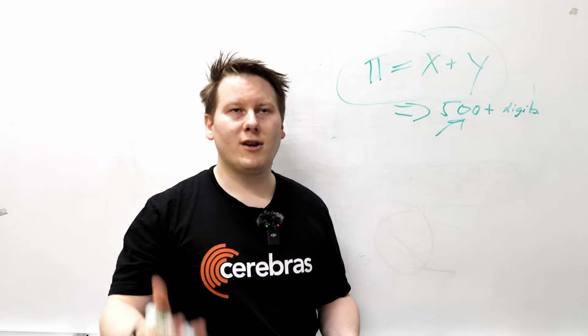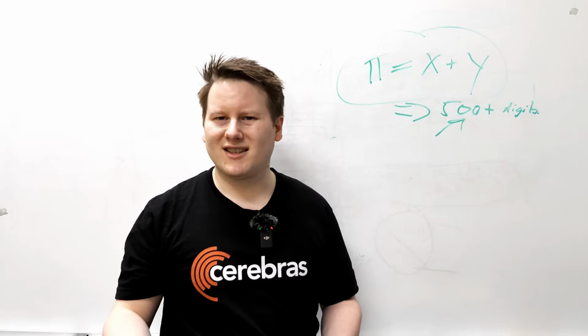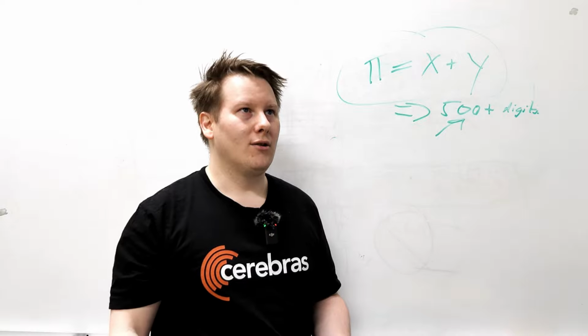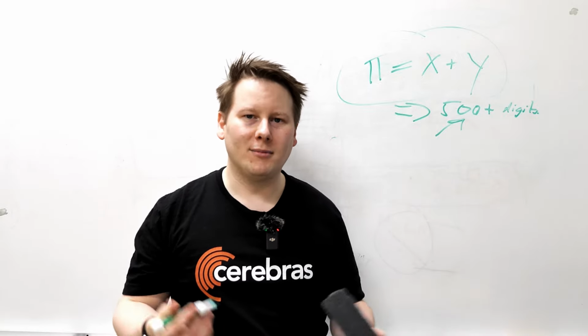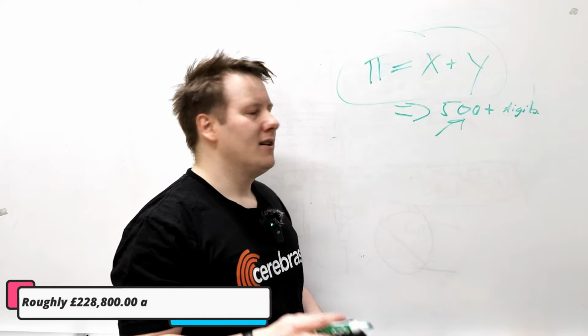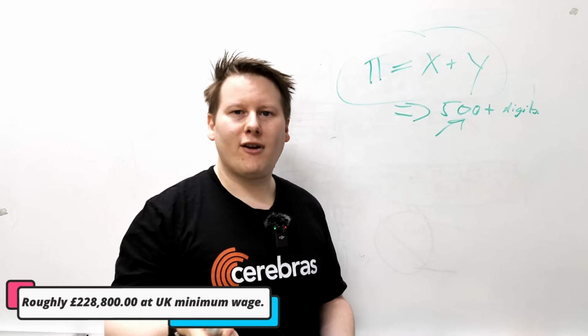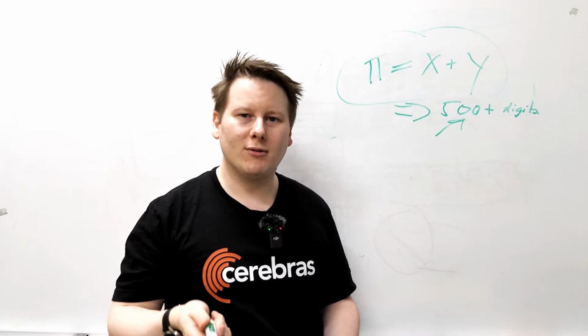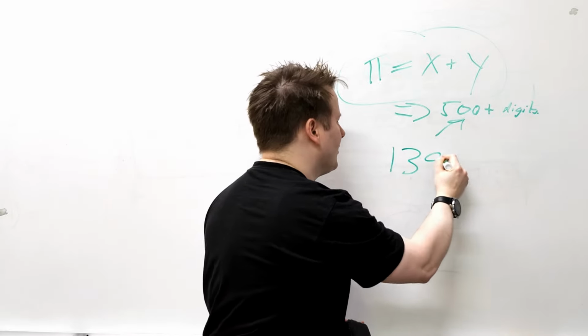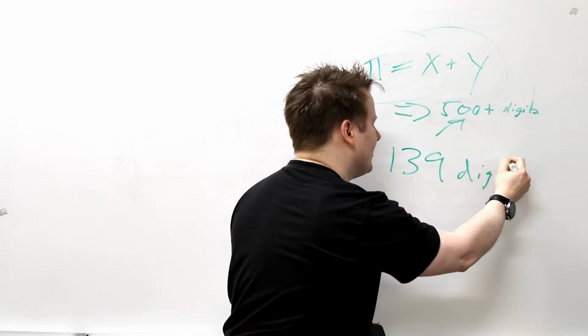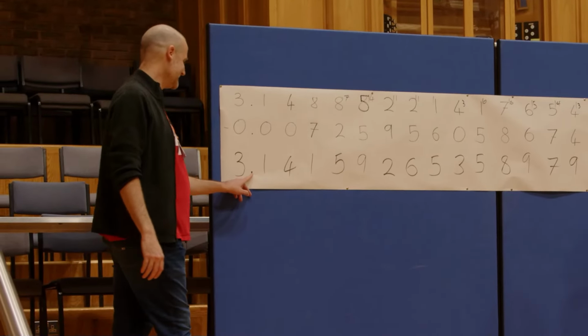Now we're talking 350 people here, 8 hours a day for a week. So that's almost 20,000 hours of actual work time. Imagine that at minimum wage. And if I've managed to get the final B-roll in time from that, we achieved 139 digits.